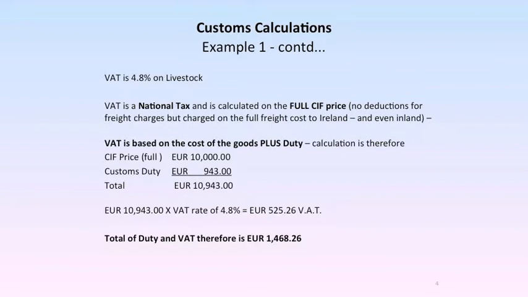€10,943 multiplied by the VAT rate of 4.8%. So this gives us a VAT amount due of €525.26. So therefore, the total amount of duty and VAT payable on this shipment is €1,468.26.